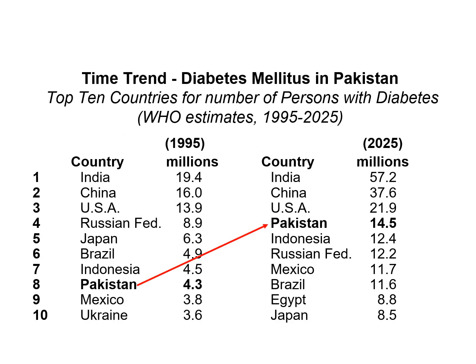For example, giving an example of diabetes mellitus in Pakistan, that's the time trend, and it captures the time frame of 1995 to 2025. So here it is shown that in 1995, Pakistan was ranked eighth country with the highest number of persons with diabetes, and it is being projected that in 2025, Pakistan will move from 4.3 million to 14.5 million and will rank fourth in number of persons with diabetes. So that shift is quite alarming. We should take heed from them, and it will help us in devising the strategies to control or prevent the upsurge of diabetes.